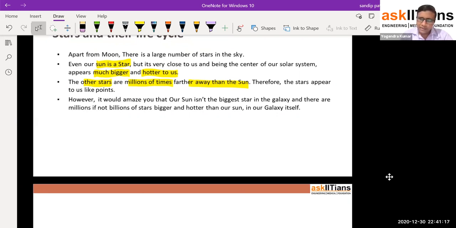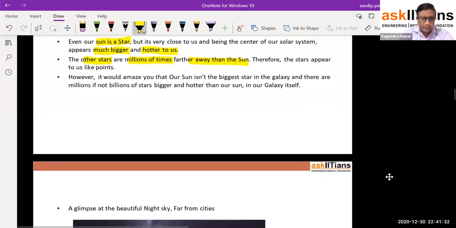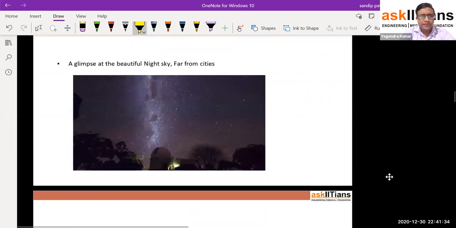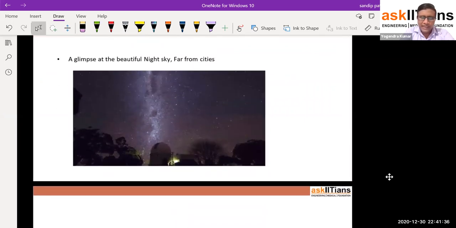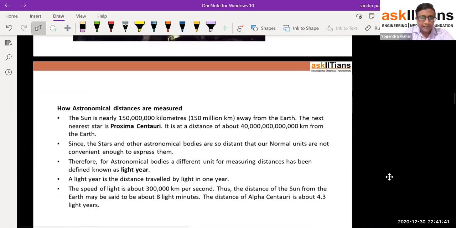So can we say the sun is the biggest star? No, the sun is not the biggest star. Rather, I will say the sun is a very small star compared to other stars, right? A lot of stars are very, very big and hotter. They have a lot of energy, a lot of heat in themselves, right? Okay, so this is the night sky you can see. Normally, you can see it. That's not a big deal, right?